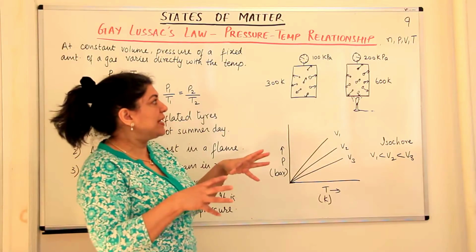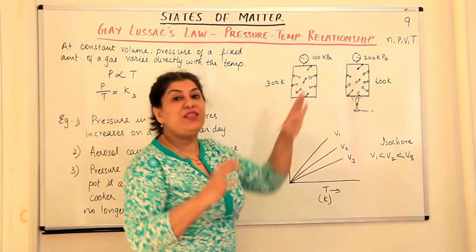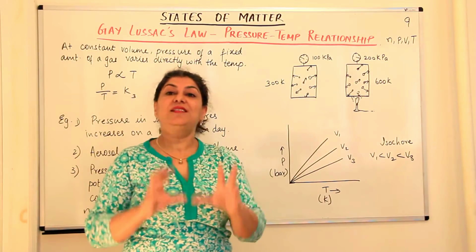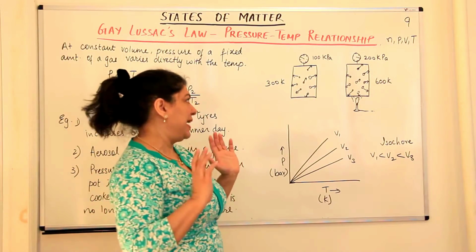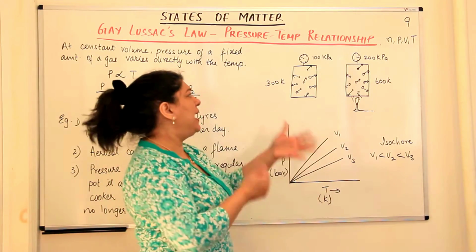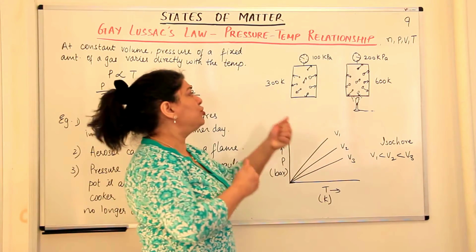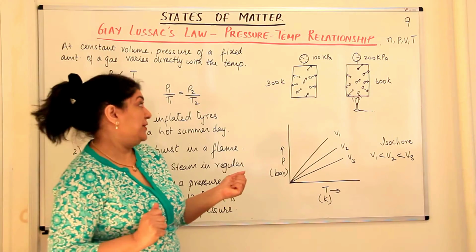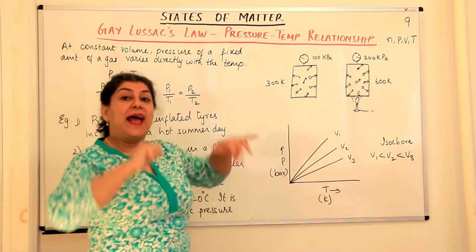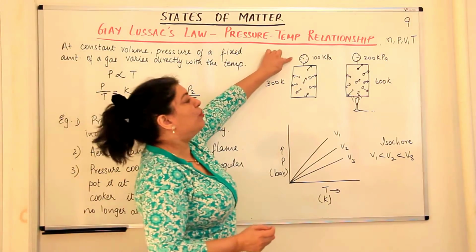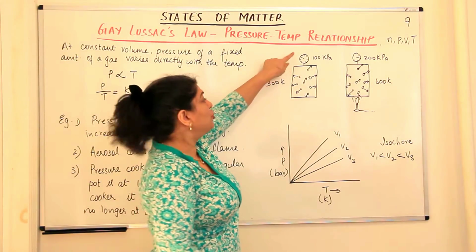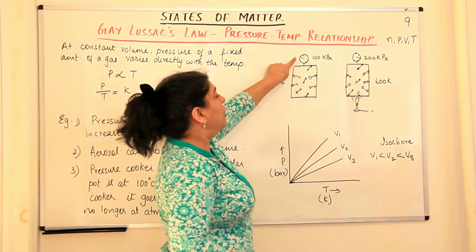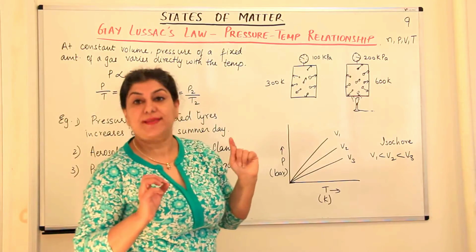Now in Gay-Lussac's law, the volume of the container is fixed. We have a closed container which has a certain number of molecules of a gas. At a certain temperature, they have a kinetic energy, and due to that kinetic energy, the molecules are going and hitting the walls of the container at a certain speed, and that is measured in the form of the pressure. So for this jar at 300 Kelvin, we have this closed jar which shows a pressure of 100 kilopascals.